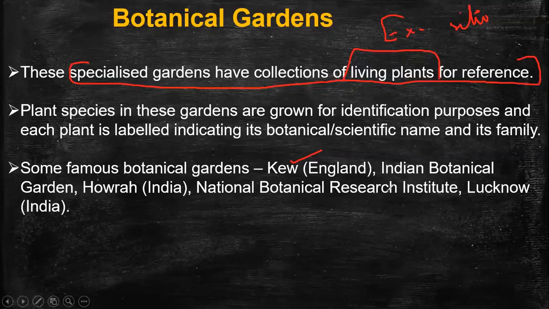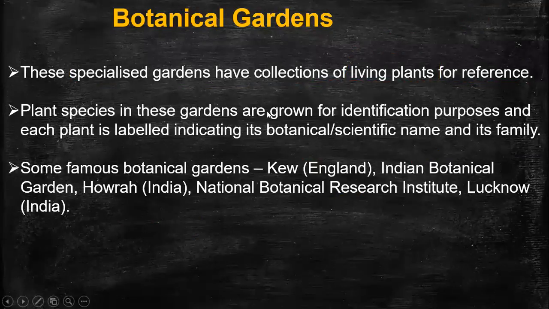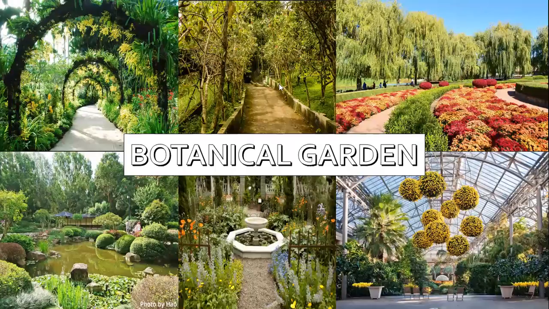National Botanical Garden at Calcutta. Indian Botanical Garden at Howrah in India. National Botanical Research Institute at Lucknow in India. Lloyd Botanical Garden at Darjeeling. Clear? This is about botanical gardens. In a botanical garden, living plant specimens are stored for future reference.